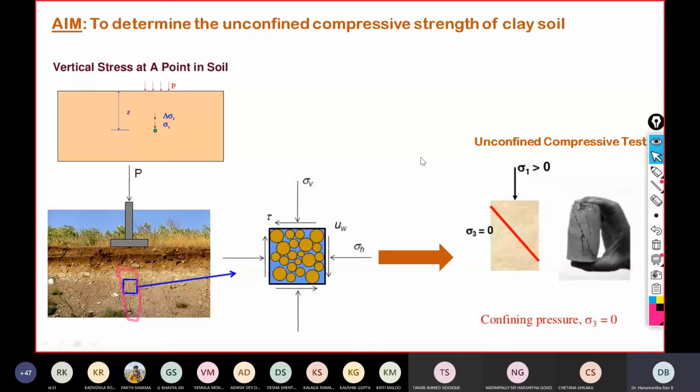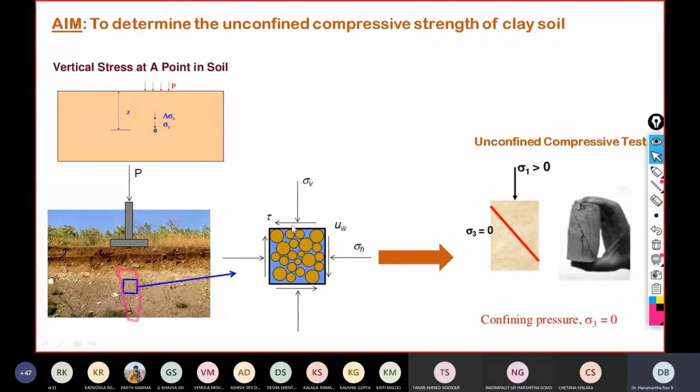So I will repeat again. If you take any small soil element at any depth z from the ground surface, there act different kinds of stresses which include vertical, that is sigma v, horizontal or lateral, that is sigma h, shear stresses, that is tau, and if there is water within the soil sample, it is represented as pore water pressure, uw.